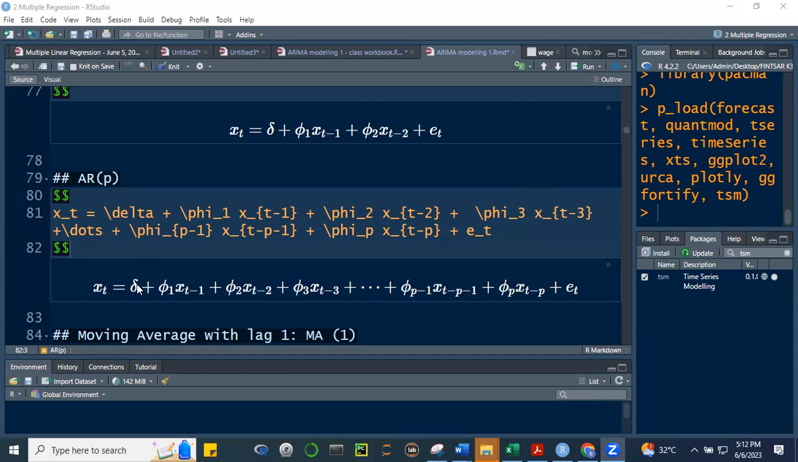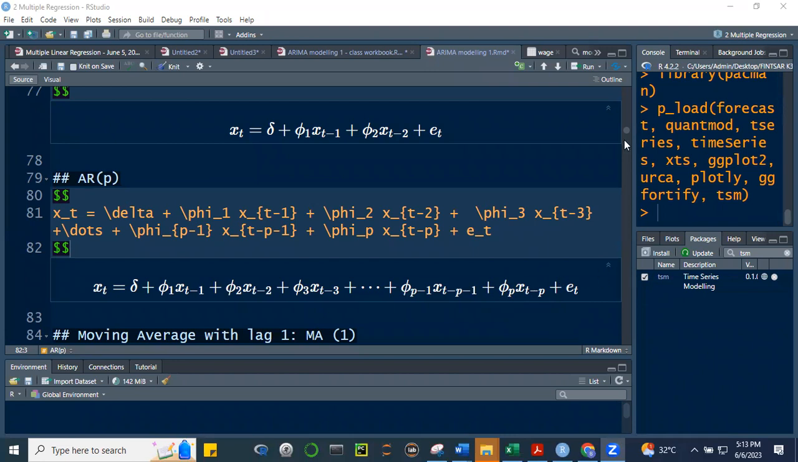Okay, so take a look at this class. You have the mean, okay? And then you have this one, phi1 x sub t minus 1, phi2 x sub t minus 2, phi3 x sub t minus 3, yung phi3. And then you have here, kasi AR(p), p lags. And then the second to the last lag, and then the last lag, x sub p. Okay, phi sub p pala, sorry. Phi sub p, x sub t minus p plus a certain error.